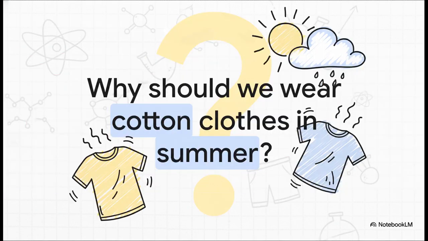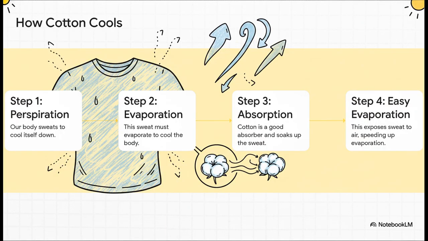It's that simple. Here's another classic question that uses the exact same logic. Why is it always advised that we should wear cotton clothes in the summer? Again, the answer is all about evaporation. In summer, our body sweats to cool itself down. But for that cooling to happen, the sweat must evaporate. Now, cotton is a very good absorber of water. It soaks up the sweat from our skin and spreads it out over a larger area. This exposure to the air helps the sweat evaporate much faster. And as it evaporates, it takes heat from our body, making us feel cool and comfortable.